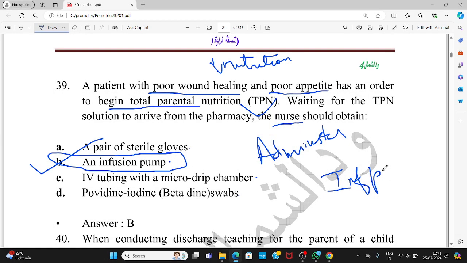An infusion pump. You can only administer TPN with the help of an infusion pump. So that is the reason for this question. So this is a question to assess the knowledge of the candidate about how to infuse total parenteral nutrition, whether you need an infusion pump or you do not need an infusion pump. Okay. All right. The next question.